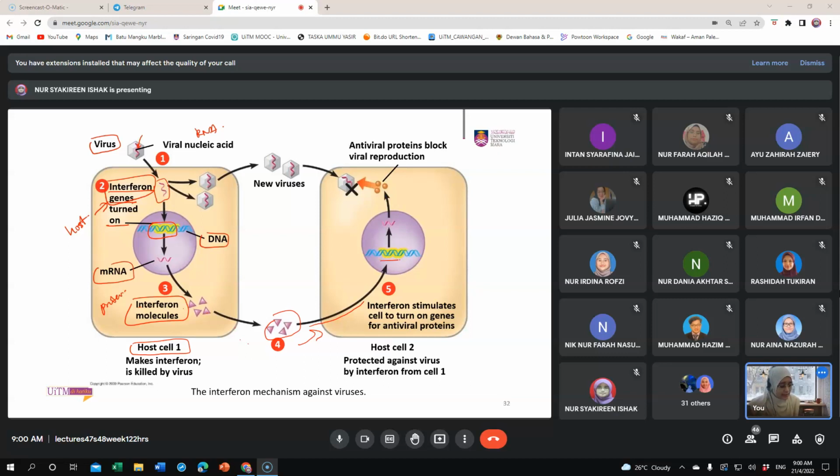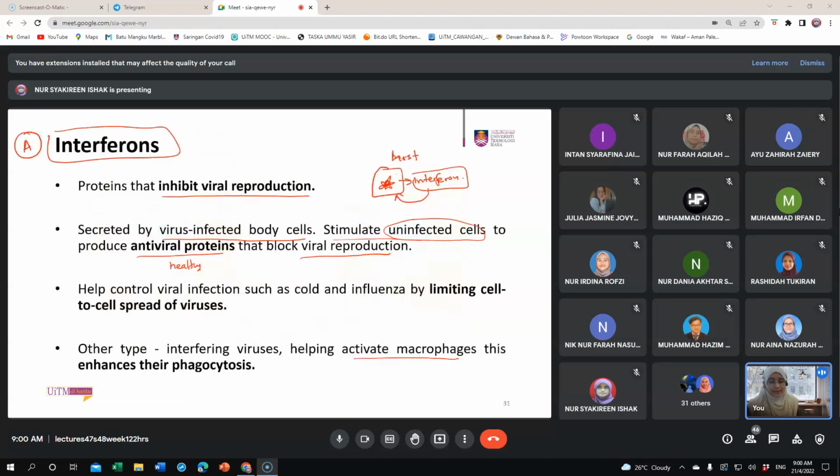So it triggers the activation of a gene inside the host cell that produces antiviral protein. Once the gene is activated, it produces mRNA through transcription, and then through translation produces the antiviral protein that blocks the reproduction of the virus inside the healthy cell. So this will limit cell to cell spread of virus.